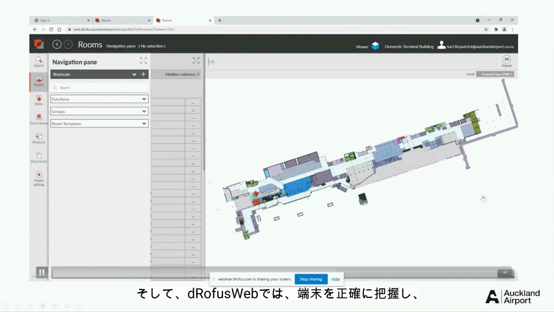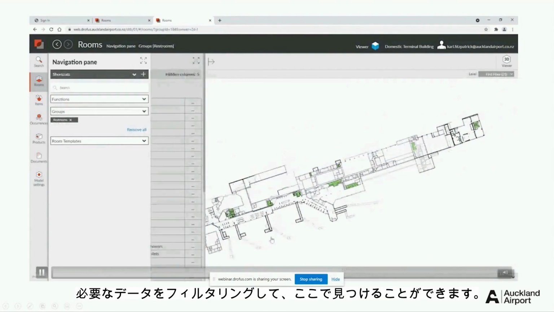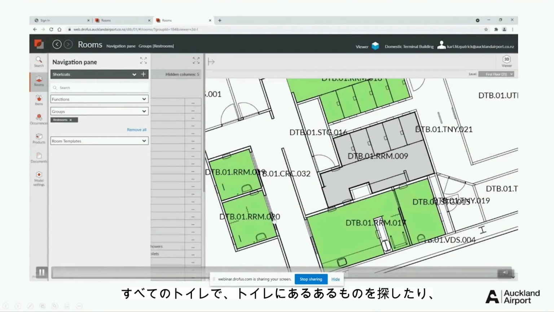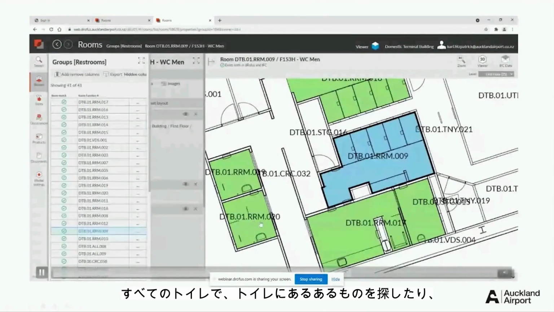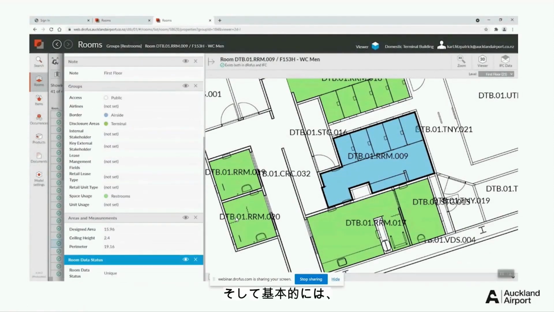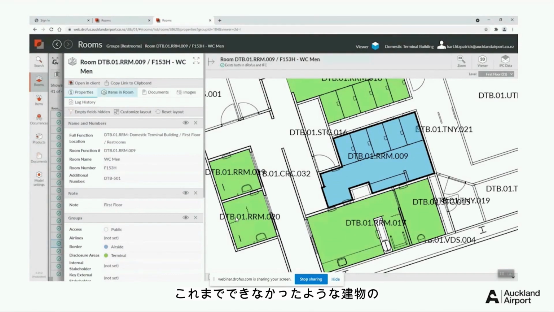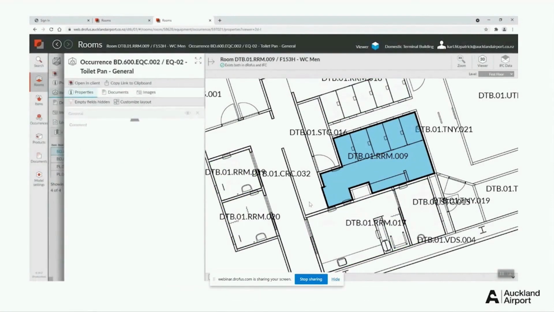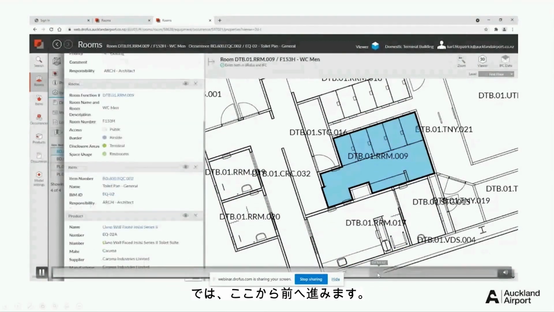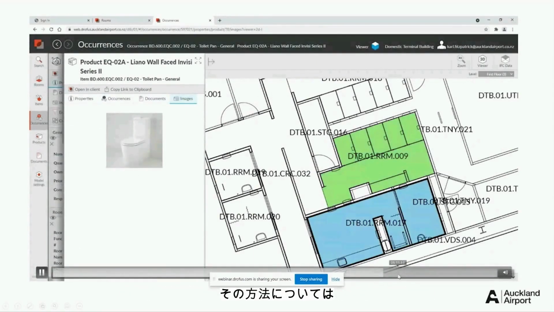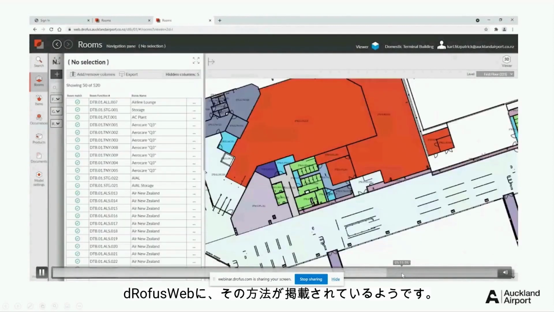And then dRofus web enables people to have an accurate view of the terminal, and to filter the data that they want. So here they can find all the restrooms, then find certain objects, what's in a restroom, and find information about products, and basically interrogate the building data to a point they haven't been able to in the past. So just jumping forward here, you're looking for products where they can start to get product information, and you can find all this on the dRofus website, I guess, how to do it.